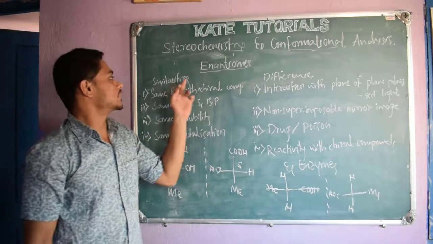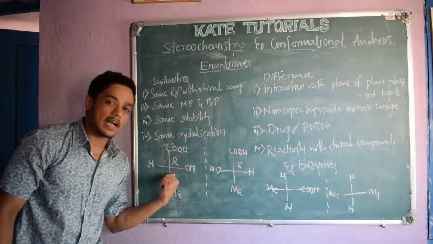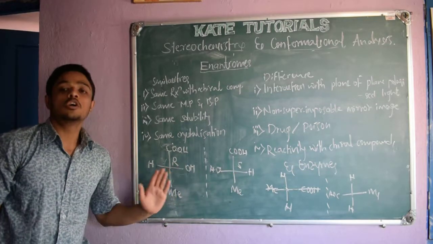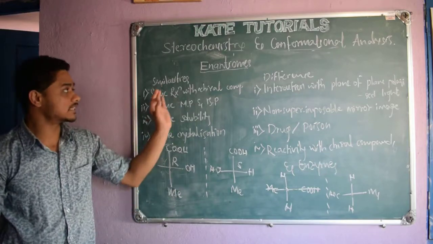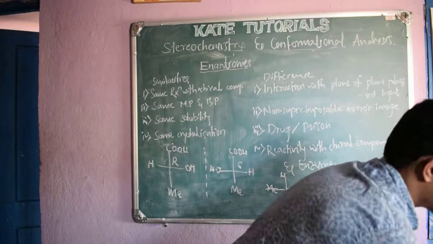So enantiomers are what? Enantiomers have a chiral carbon. These are optically active and each has its mirror image, and the mirror image is non-superimposable. This is about enantiomers, right? So we discussed enantiomers.